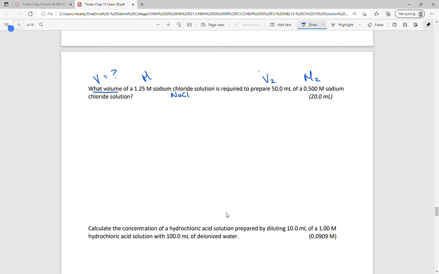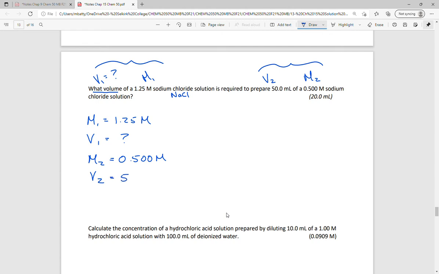So long as you know that these ones go together and these ones go together, those subscripts don't matter at all. So I'm going to start over here. I'm going to call these my 1s. So M1 is 1.25 moles per liter. My V1 is what I'm looking for. We want to make an M2 of 0.500 molar concentration and a V2 of 50.0 milliliters.